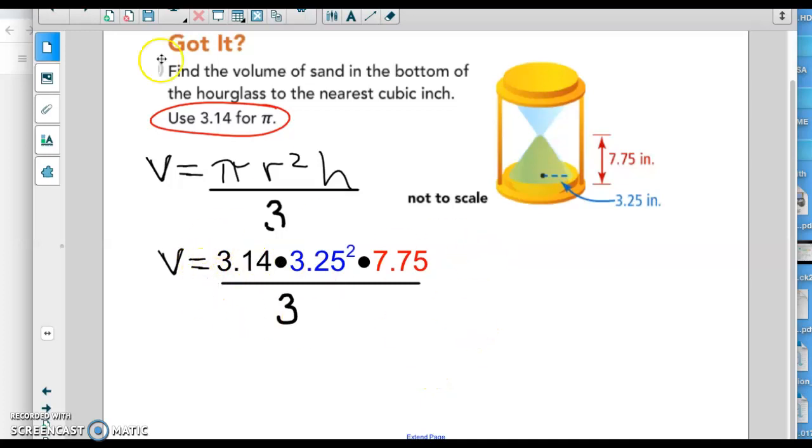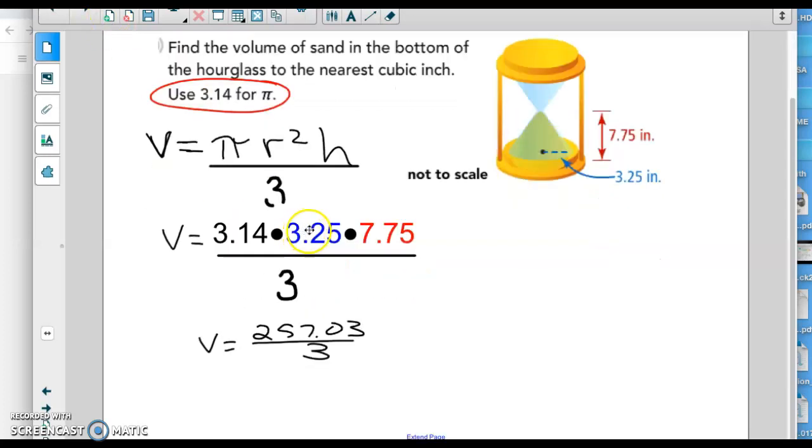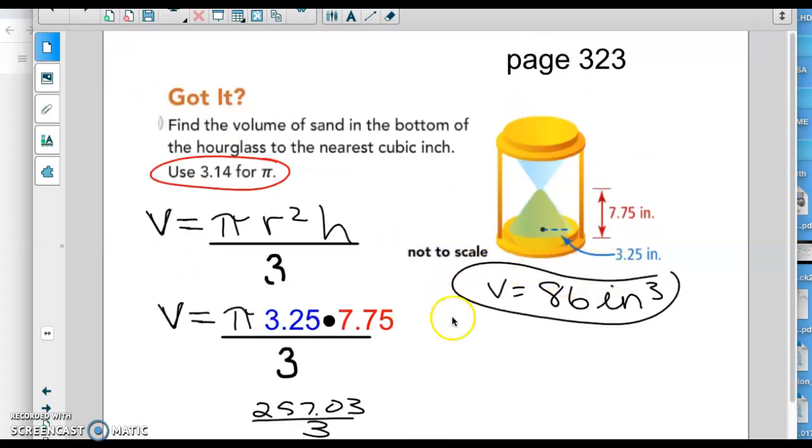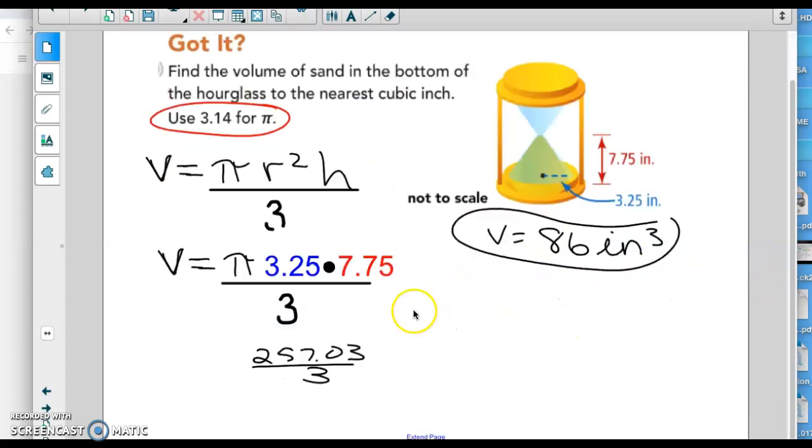I can even divide it by 3, and it's really great because the Google calculator knows order of operations. And after I do that, if I just did the top, I get 257.03 divided by 3. And my final answer, rounded to the nearest cubic inch. So remember that I probably got a decimal here, 86 point something, but it needs to be rounded to the nearest whole number. So this is now 86 inches cubed.